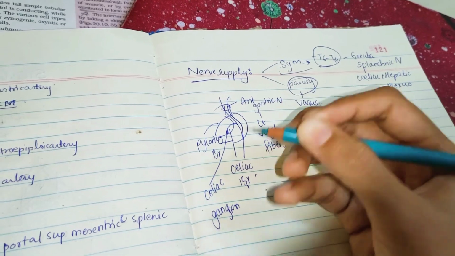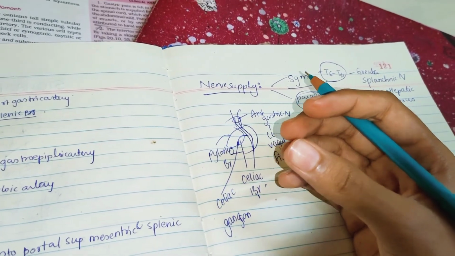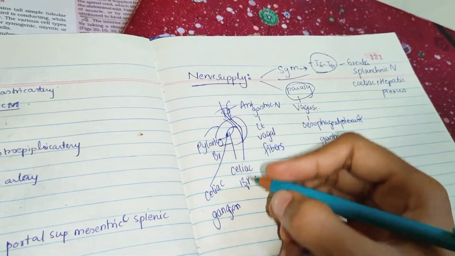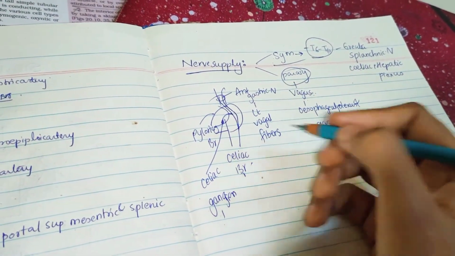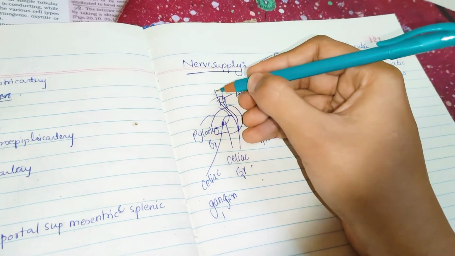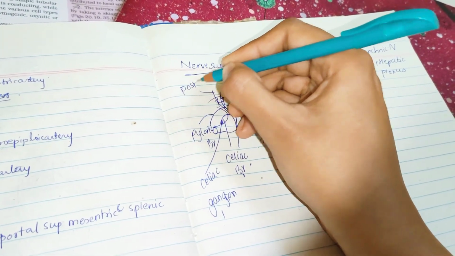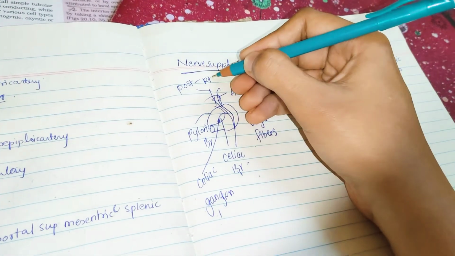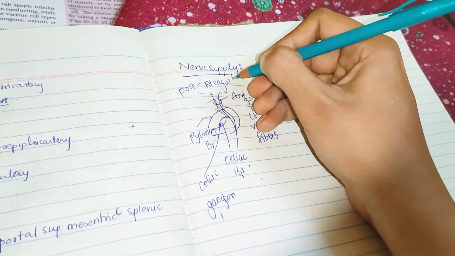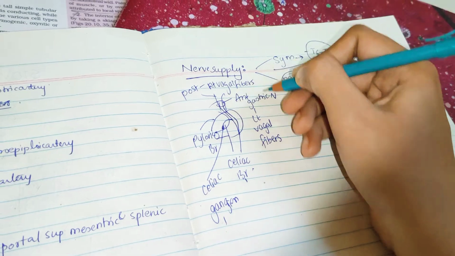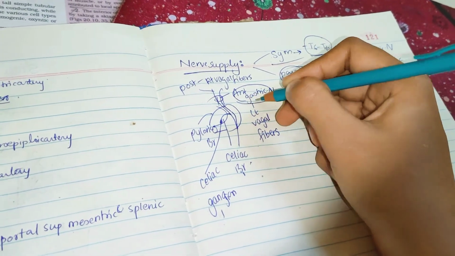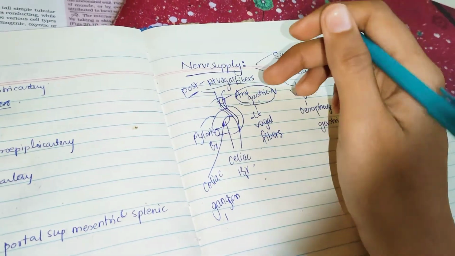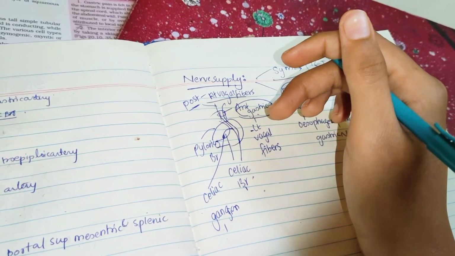Posterior gastric nerve is again made up of one or two trunks. It mainly contains right vagal fibers. So where we have drawn posterior, it mainly contains right vagal fibers. One thing you need to remember: anterior gastric nerve has left vagal fibers, posterior gastric nerve has right vagal fibers. This is important to remember.